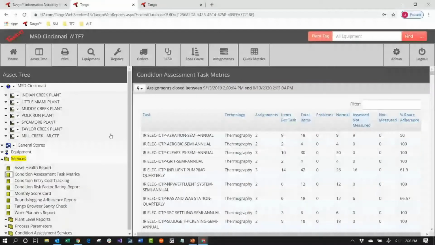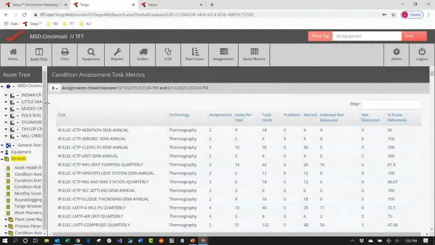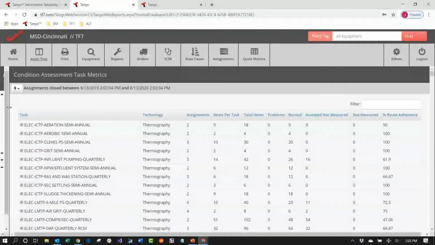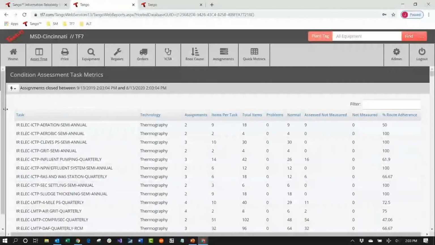So again, I have Condition Assessment Task Metrics, and very quickly, for those of you that aren't familiar, you can click the Asset Tree button at the top left to hide or expose the asset tree and give your reports more screen real estate. So this gives me an entire list of all of the tasks that have been assigned. One of the things I like to do is, in this case, the default view isn't ordered according to route adherence.